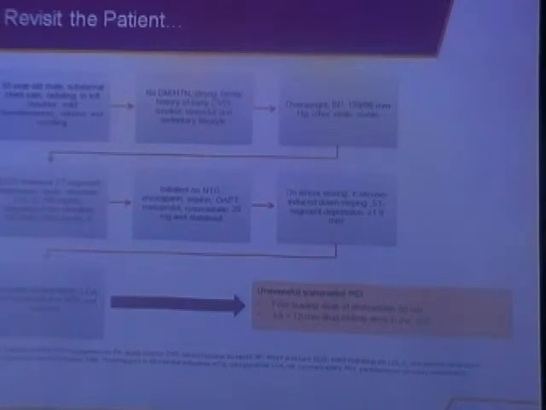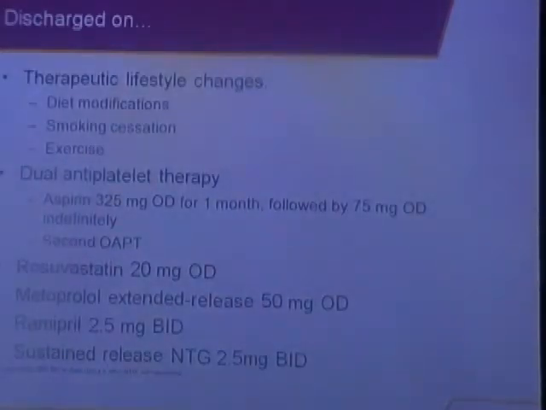So this patient finally underwent a coronary angiogram. The left coronary artery, that is the LAD, had a 70% proximal and 95% mid stenosis. He underwent an angioplasty through the radial approach, and a drug-eluting stent was placed in the LAD. So he was discharged on therapeutic lifestyle changes, which he is expected to follow. Dual antiplatelet therapy with aspirin and another oral antiplatelet agent like ticagrelor or prasugrel or clopidogrel, with a statin, rosuvastatin 20 mg, metoprolol, ramipril, and a sustained release nitroglycerin twice daily.